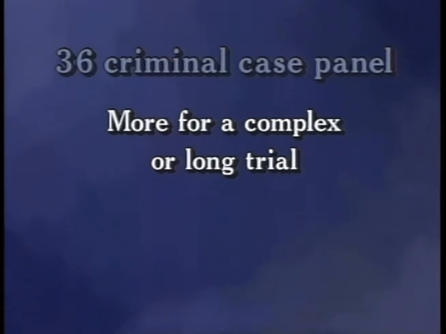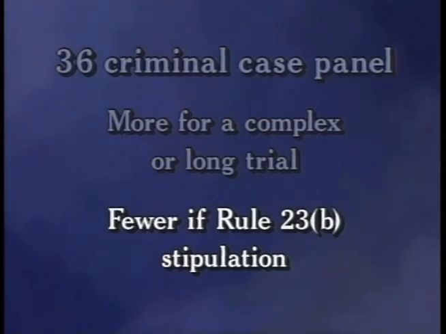In criminal cases, Rule 23B permits the parties to stipulate in writing to a verdict of less than 12 jurors. You may safely reduce the size of the panel to be summoned in accordance with such a stipulation.